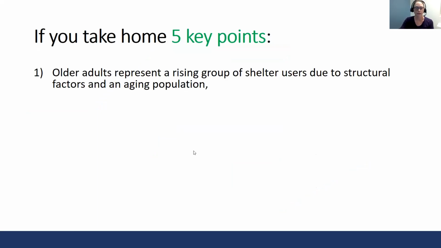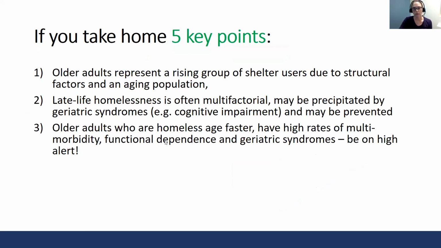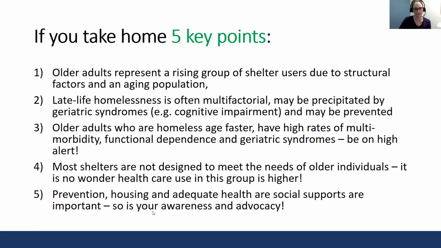So if you take home 5 key points from my talk today: older adults represent a rising group of shelter users due to structural factors and an aging population. Late life homelessness is often multifactorial, like most things in geriatric medicine, may be precipitated by geriatric syndromes, and in many cases may be prevented. Older adults who are homeless age faster, have higher rates of multimorbidity, functional dependence, geriatric syndromes; be on high alert. Most shelters are not designed to meet the needs of older adults. It's no wonder why their healthcare use in this group is higher. Prevention, housing, adequate health and social supports are important, and so is your awareness and advocacy.